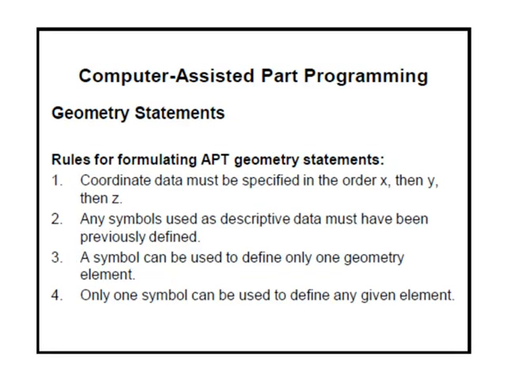Next, rules for formulating APT geometry statements. Coordinate data must be specified in the order X, then Y, then Z. Any symbol used as descriptive data must have been previously defined. A symbol can be used to define only one geometry element. Only one symbol can be used to define any given element.